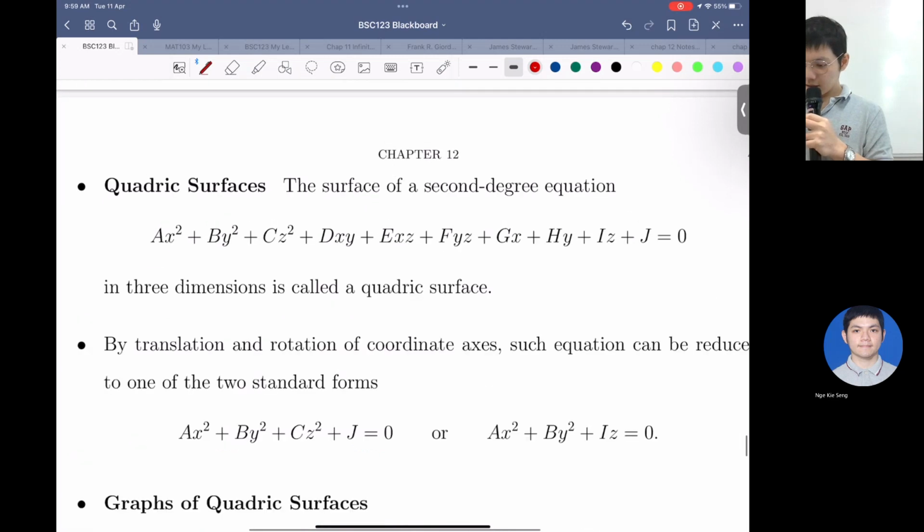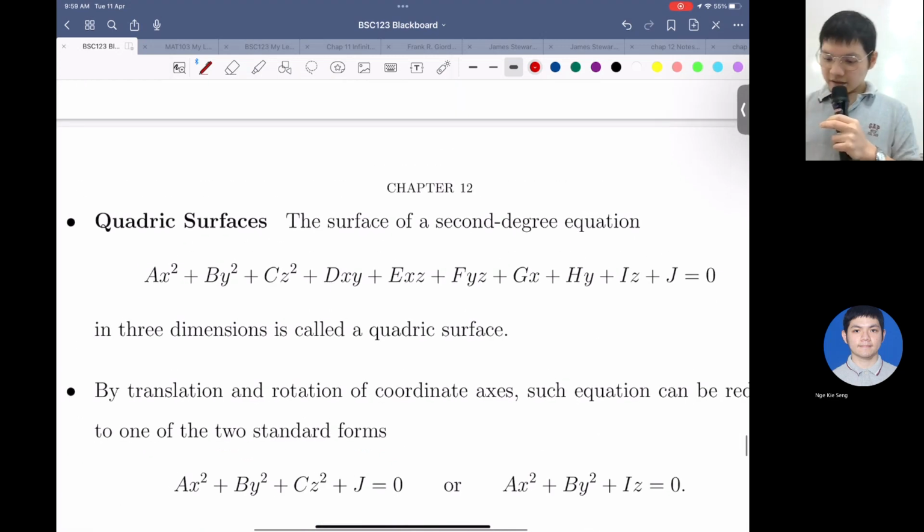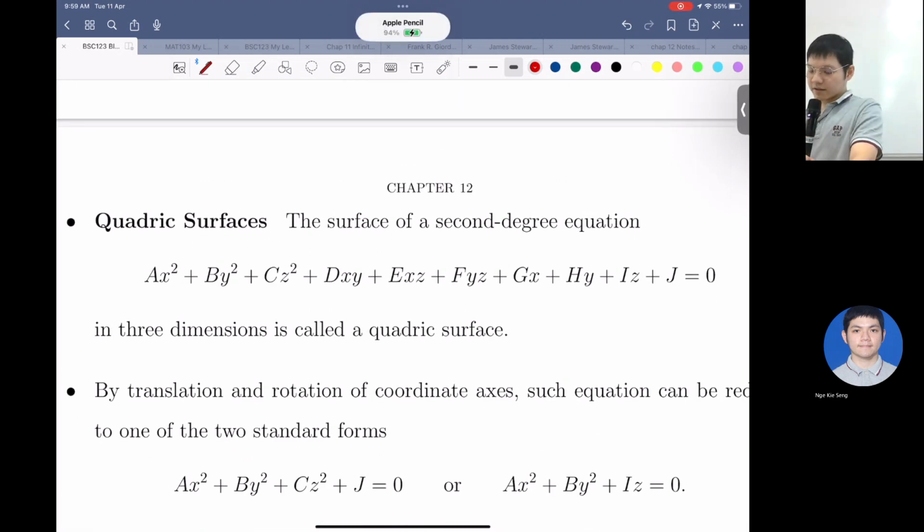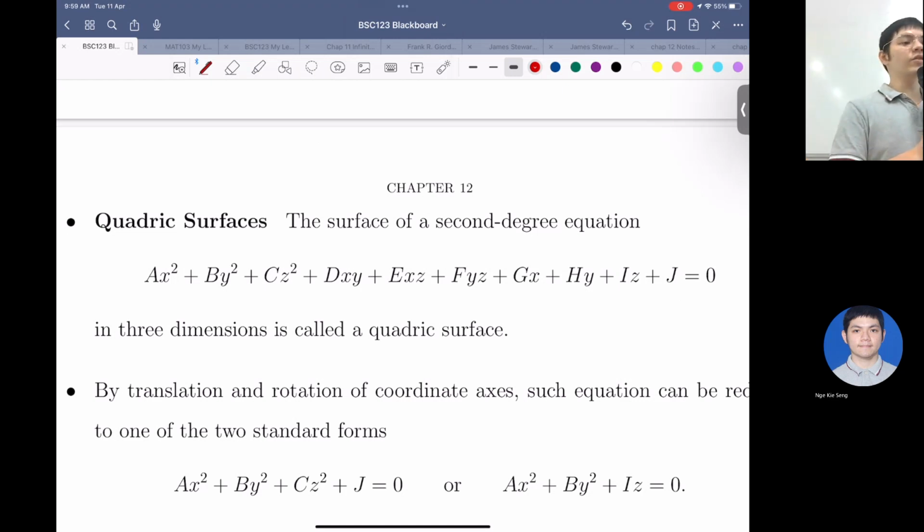Okay, next. Next is the quadric surfaces. Like what I said last time, we want to classify all the quadratic equations. But now you've got 3 dimensions. You've got x, y, z. Last time we only had x, y. Now we've got x, y, z.